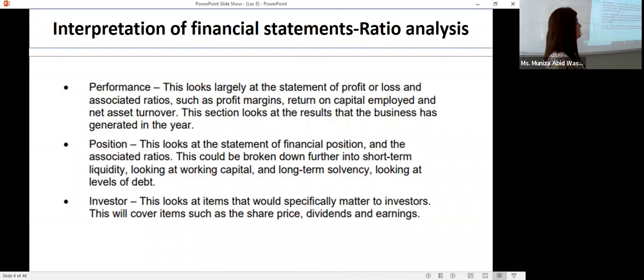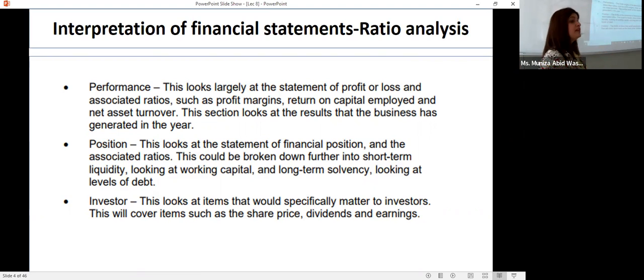Then this section looks at the results that the business has generated in a year. So these performance or profitability ratios will be calculated based on the statement of profit or loss. The figures which we have to put in our formulas to calculate the performance of the organization will be taken out of the income statement. All the figures will be taken from the statement of profit or loss, primarily, because in return on capital employed, a few figures have to be taken from the SOFP as well.